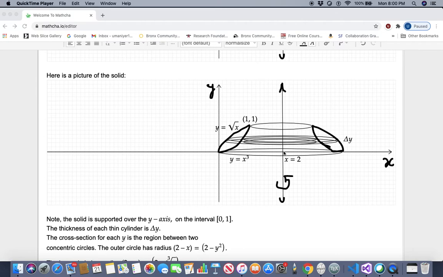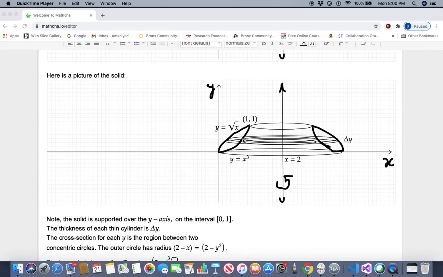You have to be careful here. This entire length is all of 2 minus that small distance. That small horizontal distance is actually the x coordinate. The horizontal distance from here to here is the x coordinate of that curve. So y is square root x, so x is y to the power 2. So 2 minus x is 2 minus y to the power 2. That was the outer radius.